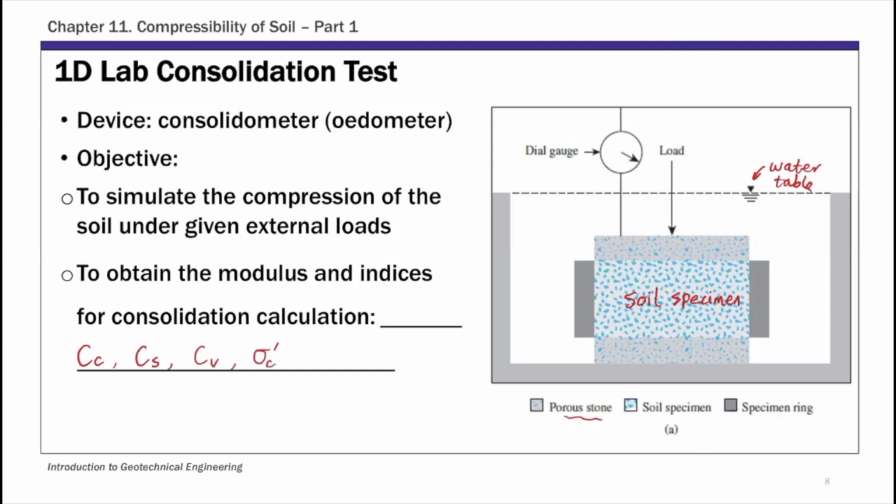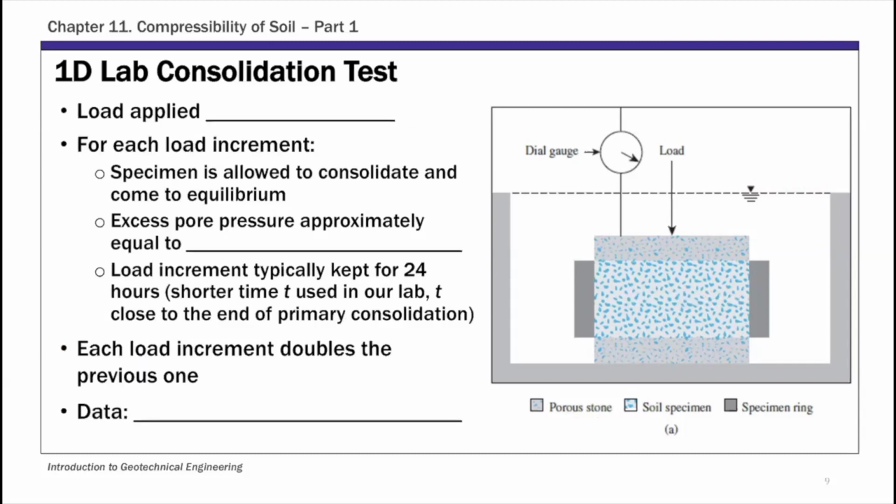Okay. So I'm going to explain all these indices in a little bit, but these are the four main quantities we need from the consolidation test. So two compressibility moduli, the coefficient of consolidation CV, and the preconsolidation pressure sigma C prime. These are the moduli and indices we need for consolidation calculation. And then for this 1D lab test, during the 1D consolidation test, you apply load, this load P here, incrementally.